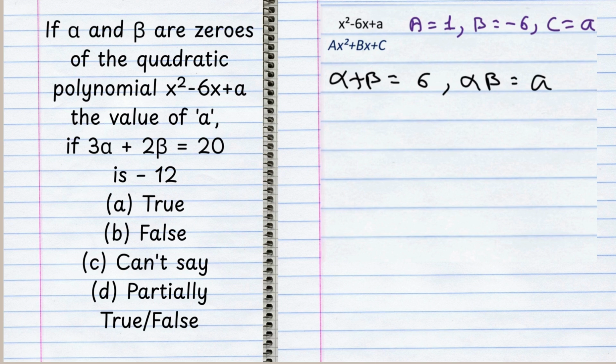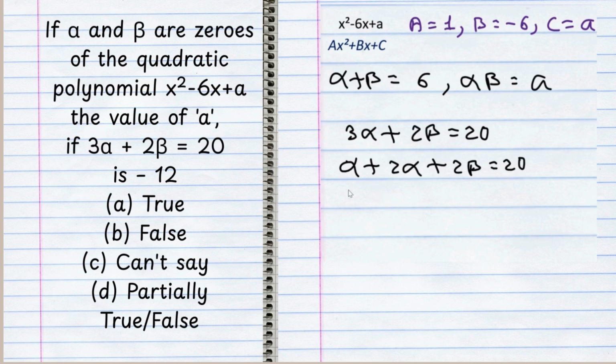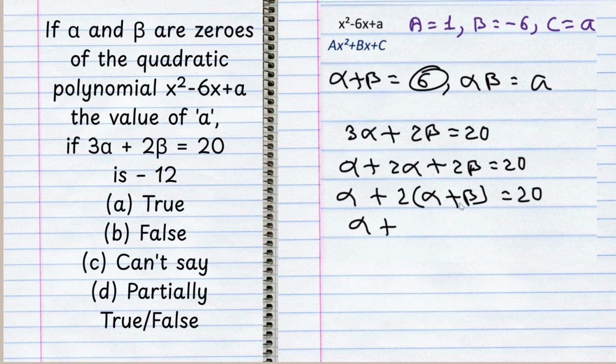Now we were given in this question that 3 alpha plus 2 beta equals 20. So what we are going to do is write this 3 alpha as alpha plus 2 alpha, and let 2 beta be as it is, equals 20. Now check, I can take 2 common from here. So it will give you alpha plus 2 times alpha plus beta equals 20. Now we have alpha plus beta as how much? 6. So alpha plus 2 multiplied by 6 equals 20.